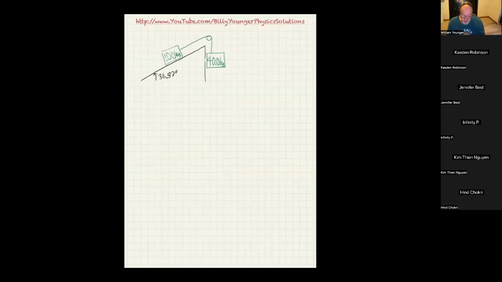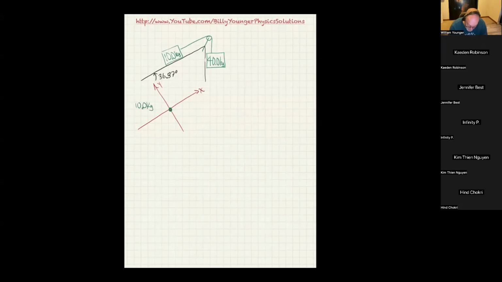Now, it turns out when you're dealing with inclined planes that sometimes it's better to tilt your coordinate system to be parallel to the inclined plane. And that's what I'm going to do now. So I'm going to draw a coordinate system that has x pointing up the incline and y will be this way. And right here is going to be a mass of 10.0 kilograms.